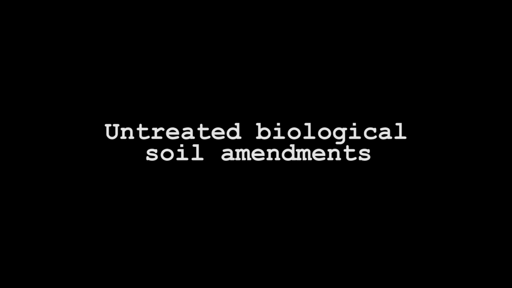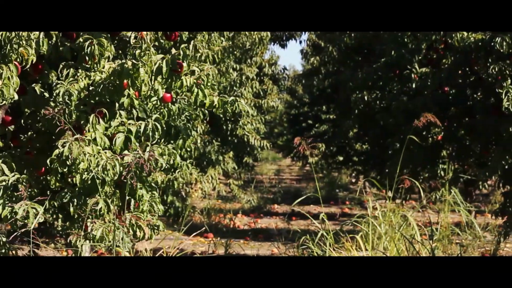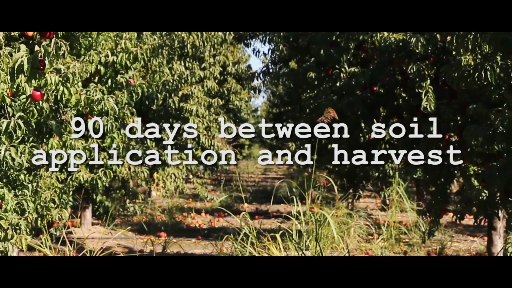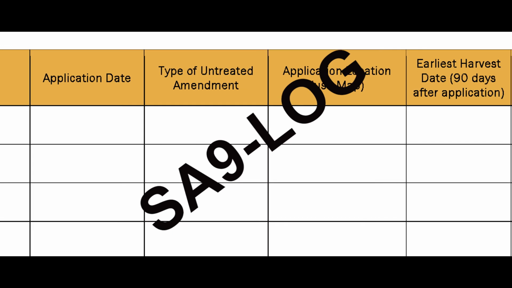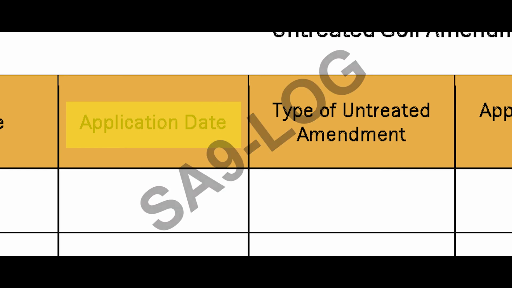Untreated biological soil amendments. For stone fruits as well as other crops that do not touch the soil, you must wait at least 90 days between application of untreated soil amendments and harvest. Any use of untreated soil amendments should be documented in your log. Make sure to include the application date so that you can determine the earliest acceptable harvest date.